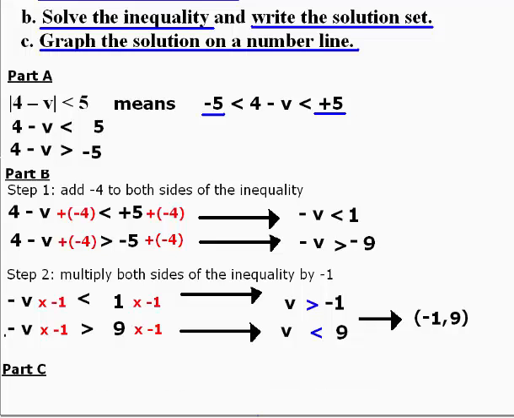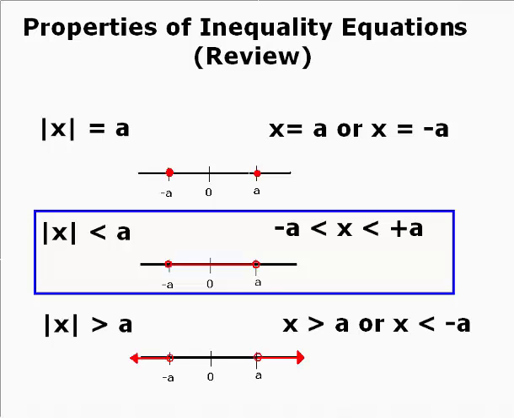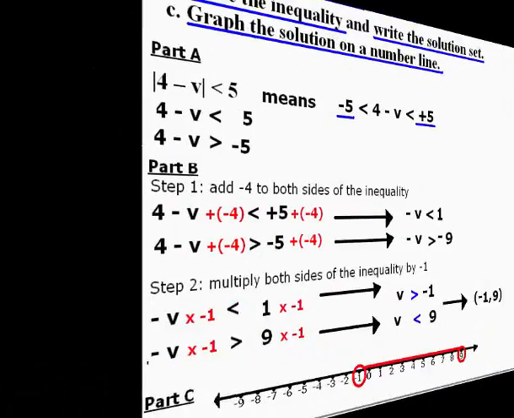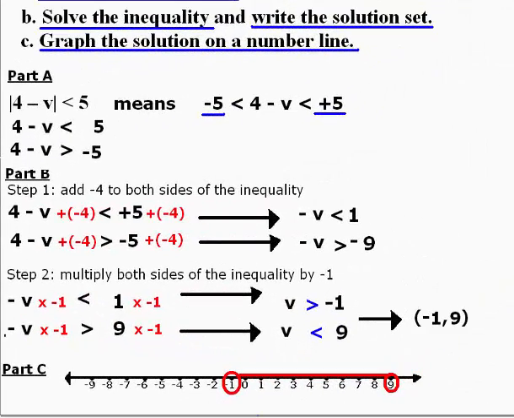Part C asks us to graph the solution on a number line. If we refer back to our review, we'll find that we should be using a solid line that connects two open circles at the parameters for which v holds true. Therefore, going back to our question, we will draw a solid line connecting two open circles at points -1 and 9. So again, this illustrates that the variable v can be any value between -1 and 9, not including -1 and 9.